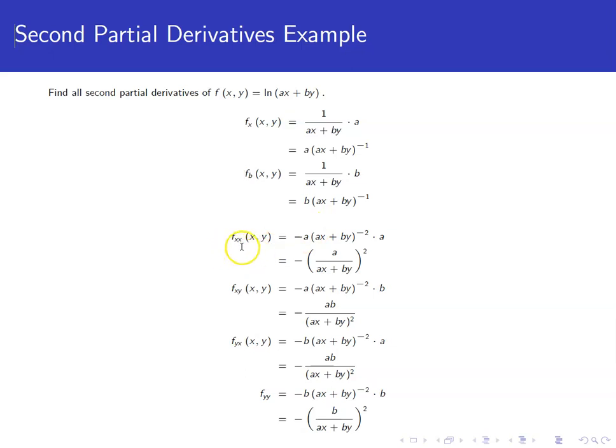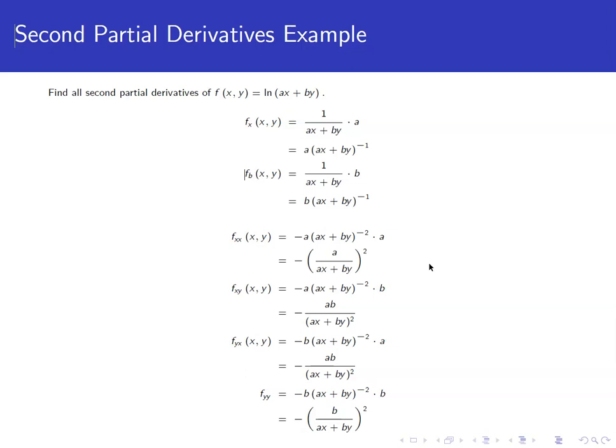Okay, second partial with respect to x. I go back to my first partial with respect to x and differentiate it with respect to x again. So our outermost function here is a negative 1 power. We bring that down and decrease the power by 1. And then differentiate the inside with respect to x. That's where the a comes from. Now notice that we get an a squared and this thing squared. So if you simplify, you can rewrite it as the negative of the quantity a over ax plus by, squared.